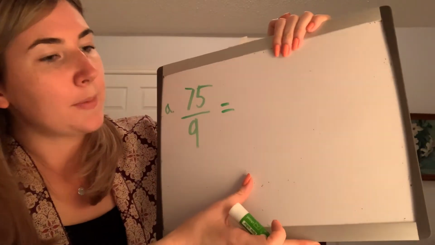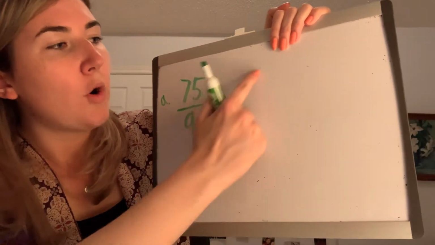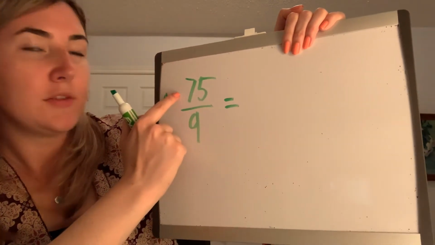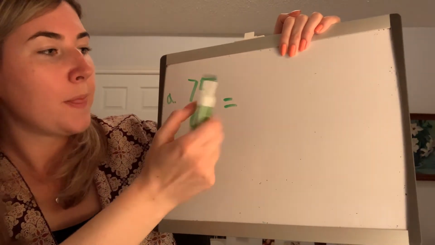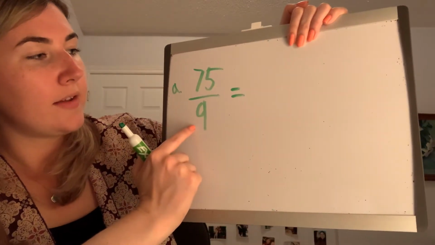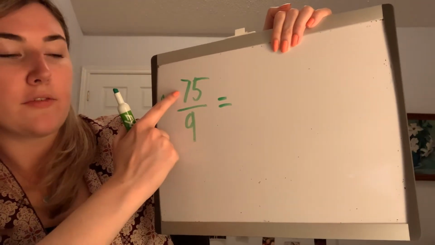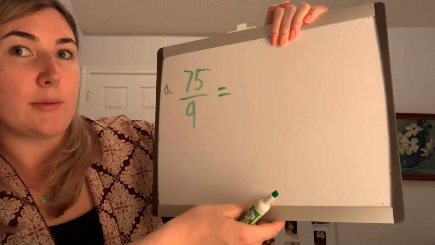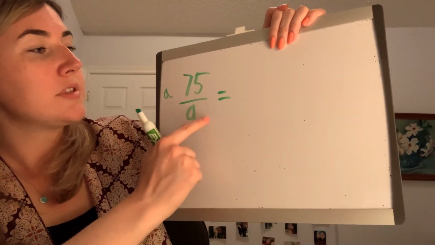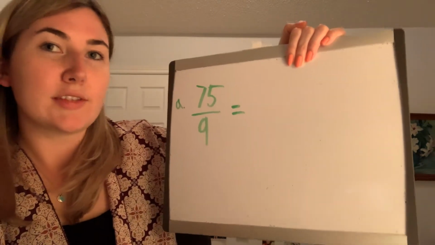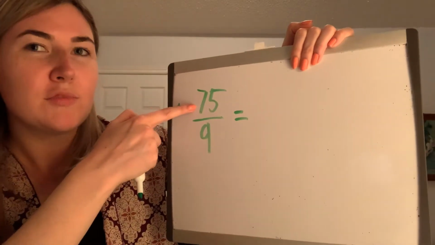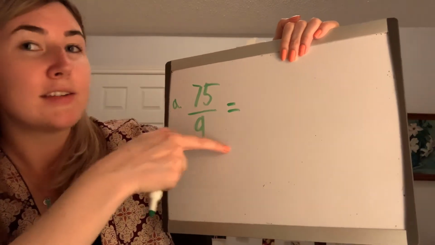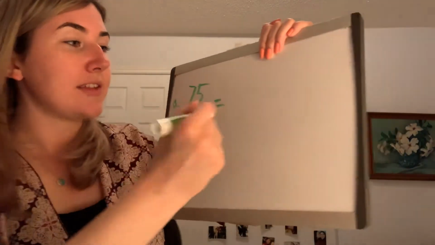Now our first step is to see what kind of whole number can we be multiplying to get as close as we can to the top number. So what can we multiply by 9 to get close to 75? Well, we can look at our 9's times tables. So we know 9 times 7 will give us 63. That's still too far away. We can probably get closer. We can do 9 times 8, which will give us 72.